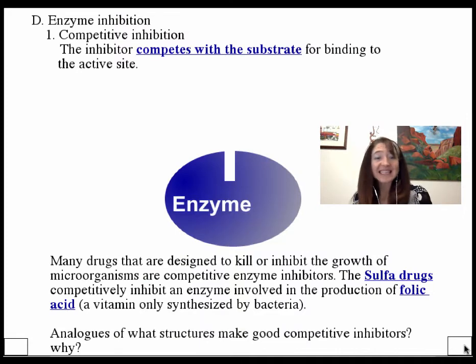So we can recognize then that it doesn't affect us to have folic acid, at least not directly, the inhibition of the folic acid biosynthesis pathway, but it does impact bacteria. So you can answer this question: analogs of what structure make good competitive inhibitors and why?